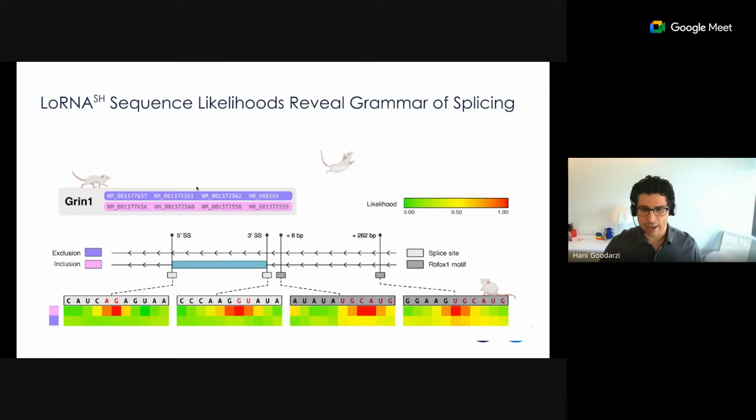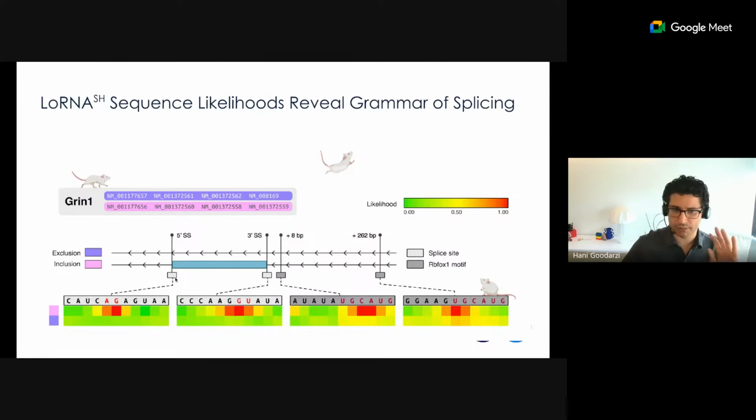So let me give you a real-world example that would actually let us double click on this a bit. This is a very famous gene. It has two variants. You see this exon in the middle. This exon is either included or not, right? So these are the two splice sites of the exon.